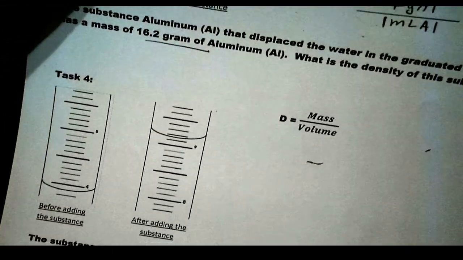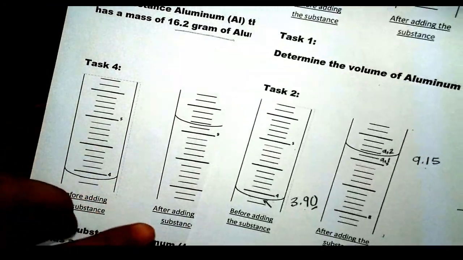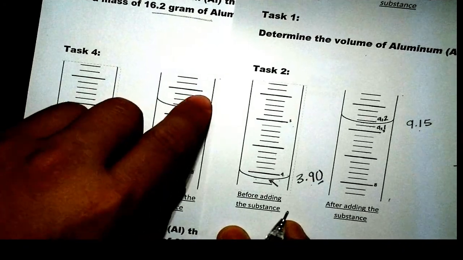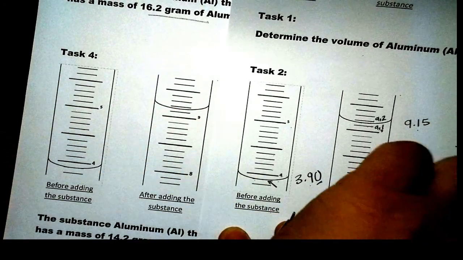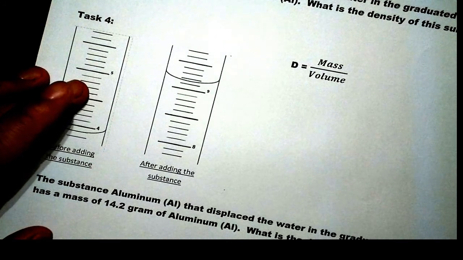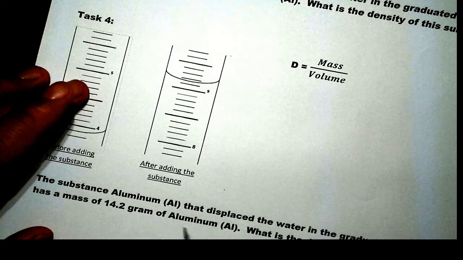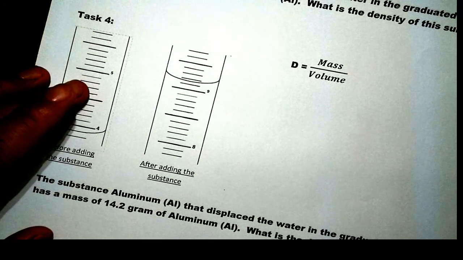Let's try another problem. How about that? In this case, I have the same reading as before. Notice I have the same problem right there. So the volume is determined. So let's go back to the reading. The substance aluminum again that displaces the water in the graduated cylinder has the mass of 14.2 grams of aluminum. What is the density of this substance?